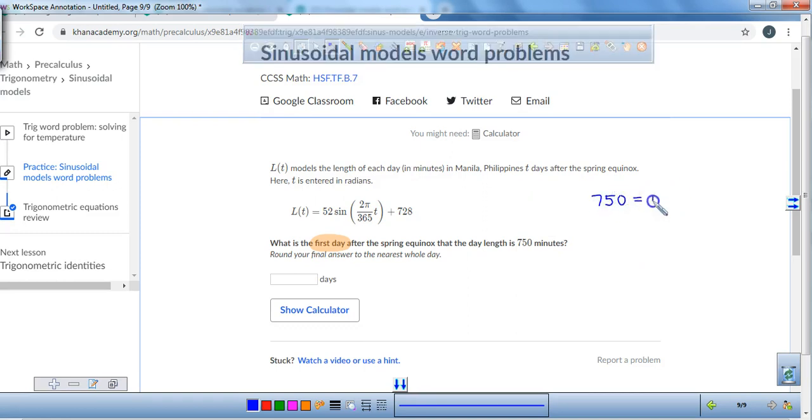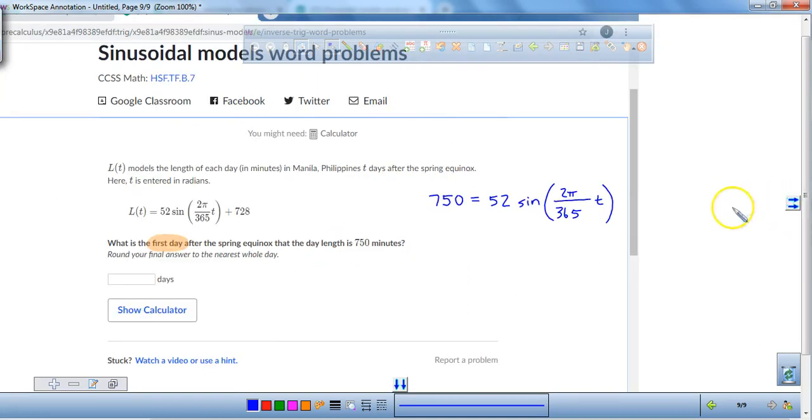equals 52 sine of 2 pi over 365, there's the period, 365, plus 728. There we go. So all we have to do is find the first day.